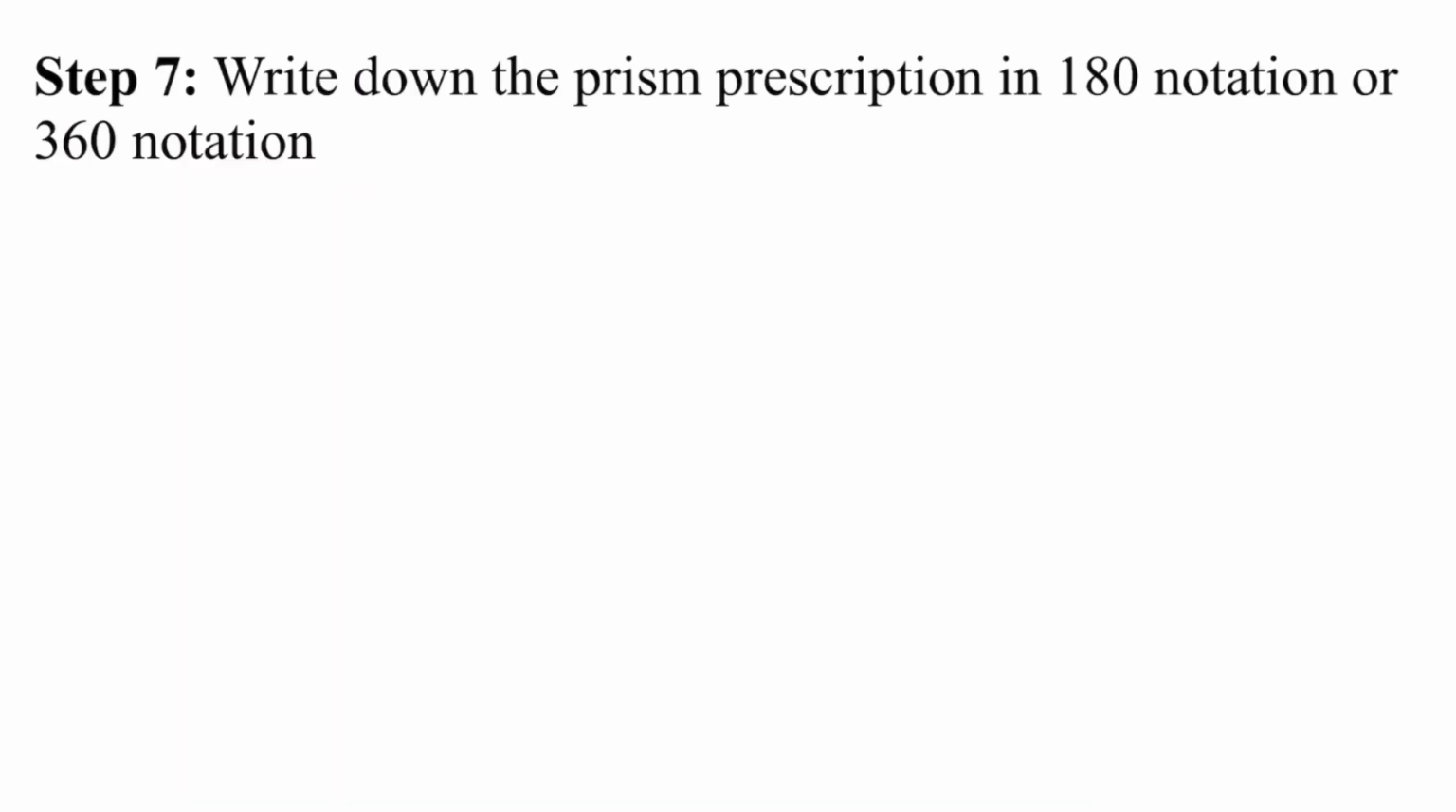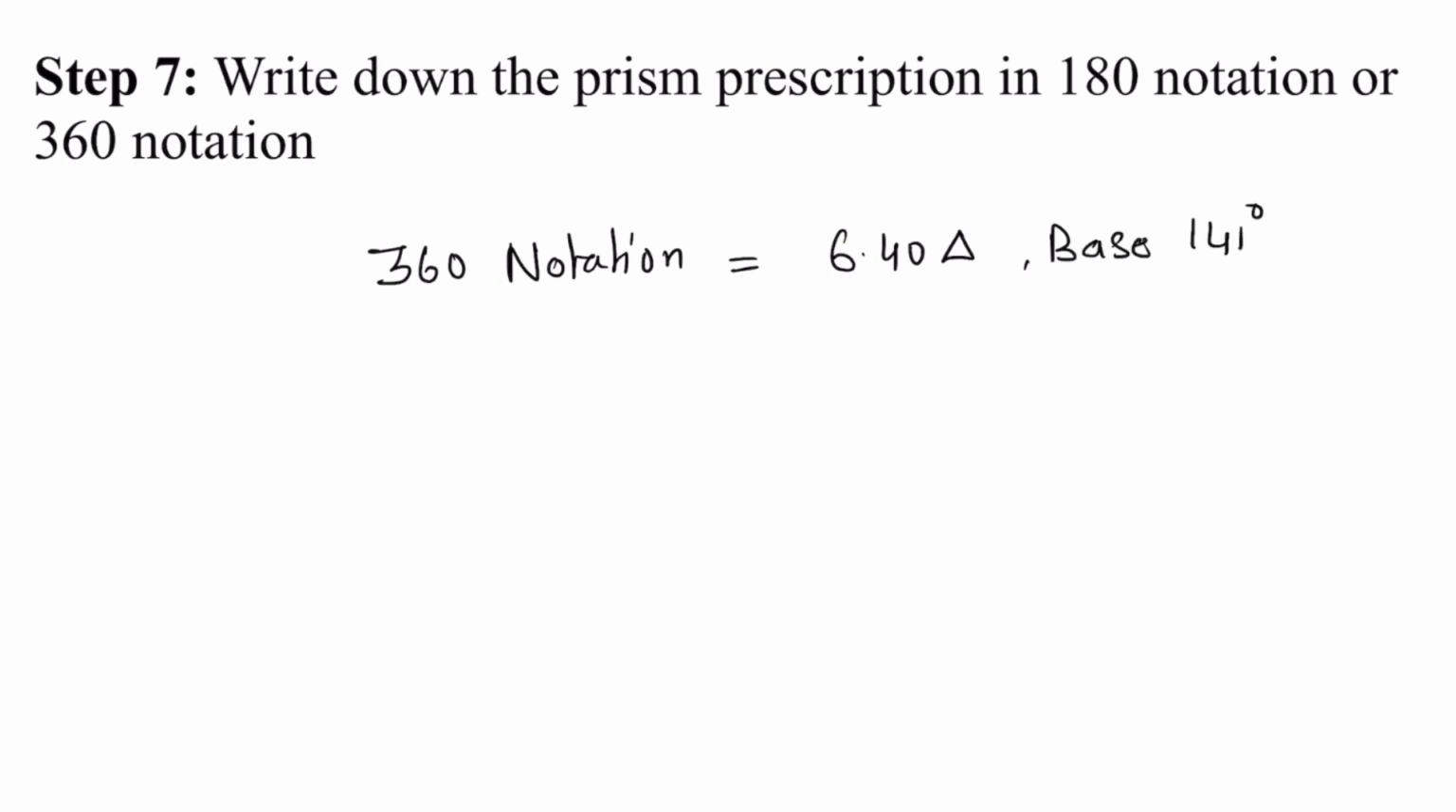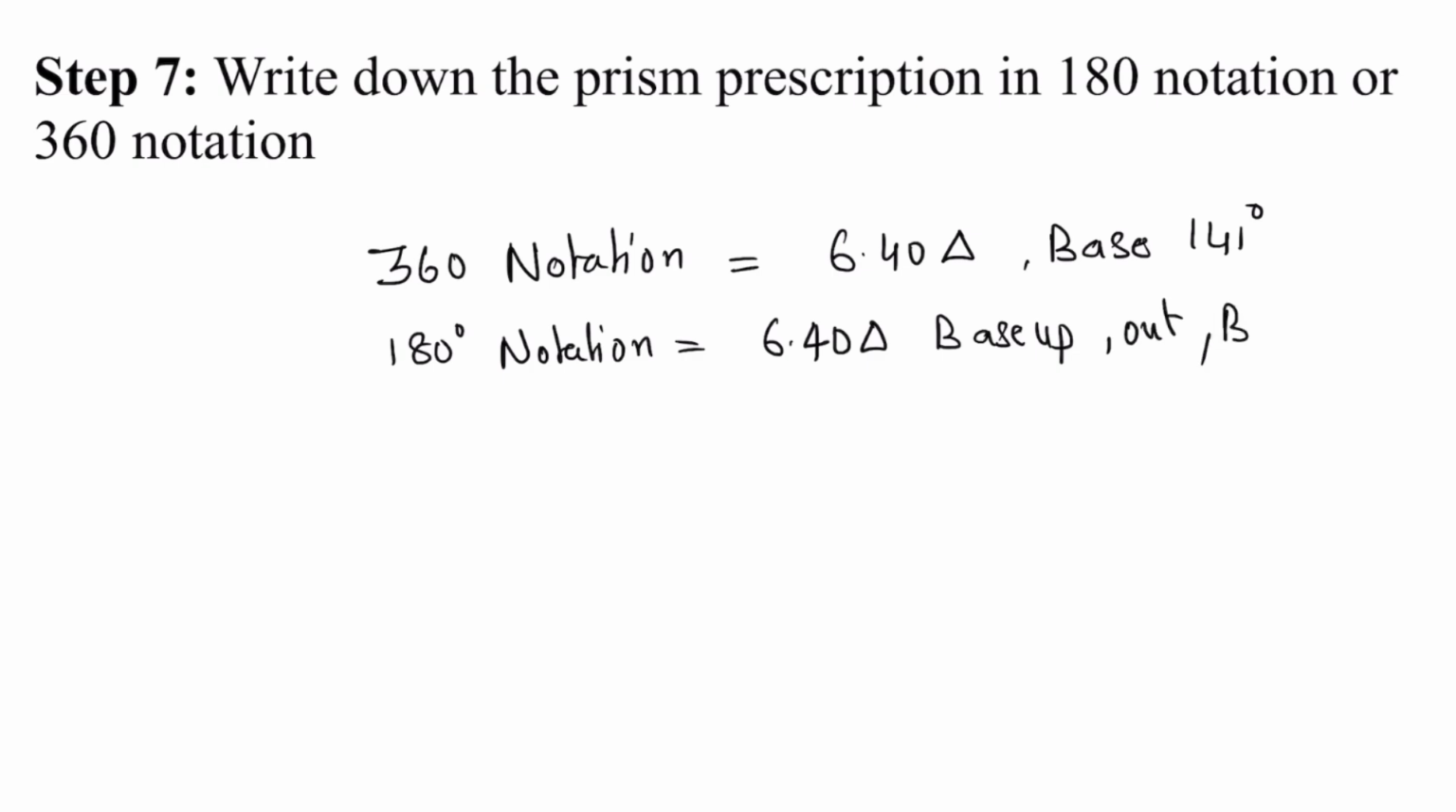Now you have found your prism power and even the orientation of the prism direction. In a 360 notation, we're going to write it as 6.40 prism diopter base towards 141 degrees. If you want to write it in a 180 notation, it will be written as 6.40 prism diopter base up and out, base towards 141 degrees.